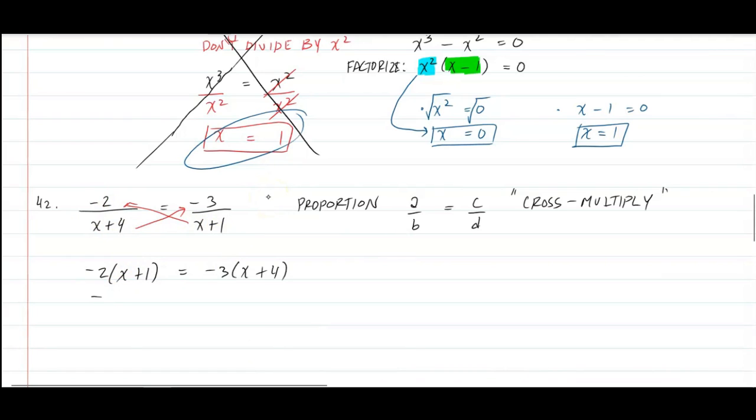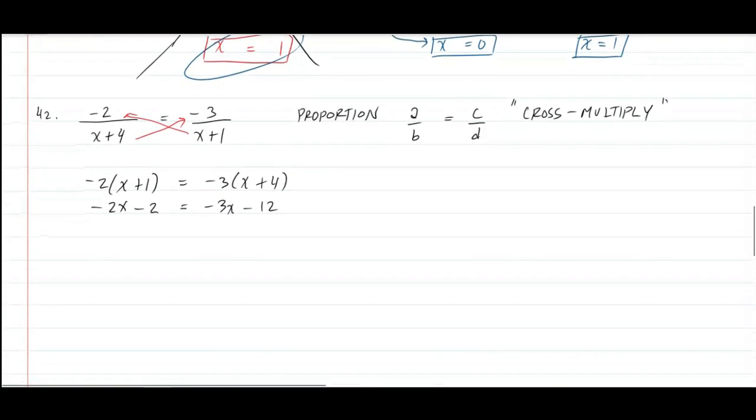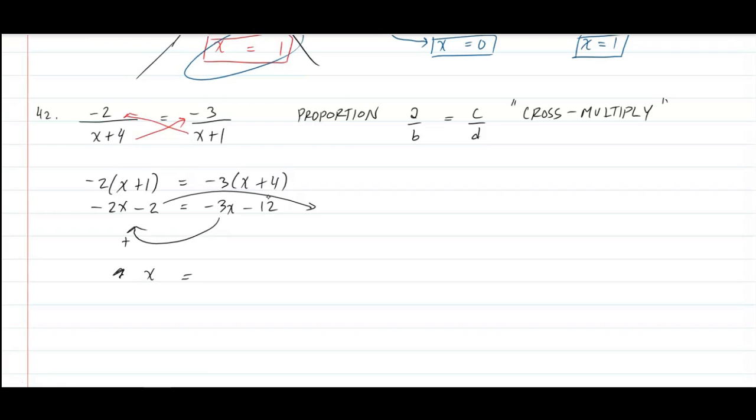Then you have a distributive situation where you end up with negative 2x minus 2, and on the right side you end up with negative 3x minus 12. Now you can go ahead and bring the negative 3x to the left side and make it a positive. So 3x minus 2x will give you a single x. And you can take the negative 2 and bring it over to the right side, and negative 12 plus 2 will give you negative 10. And there you go. Your equation is already solved. There's not much there for you to do anymore.